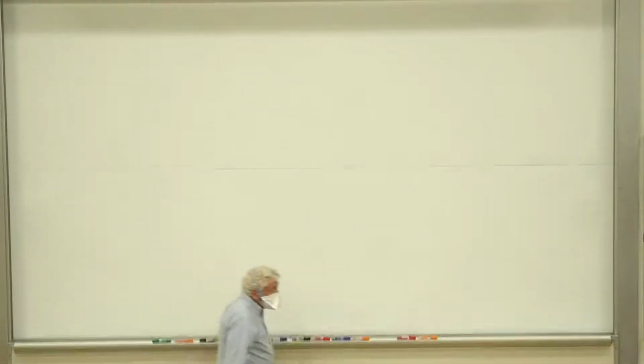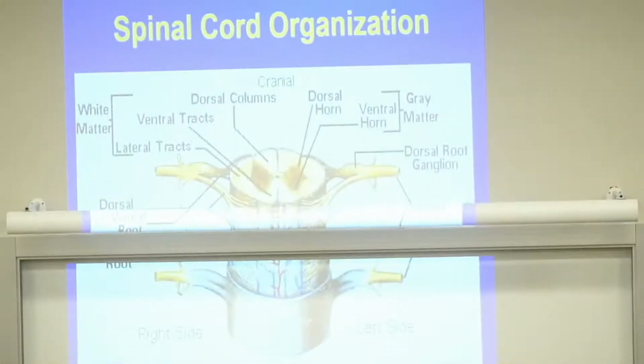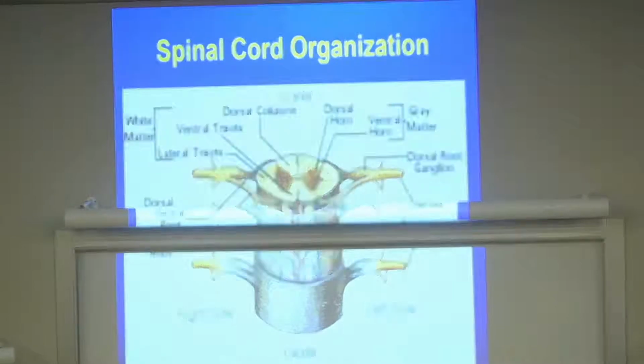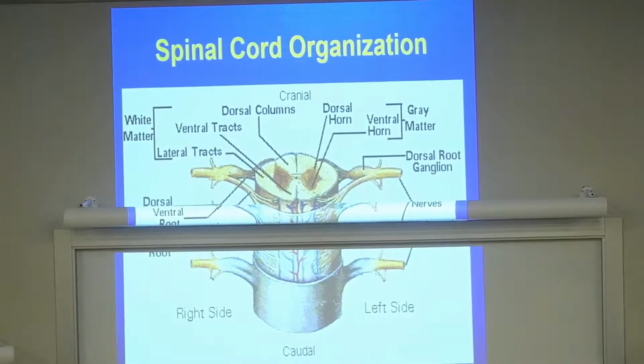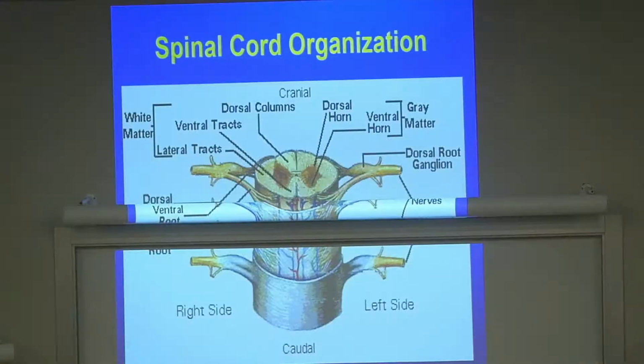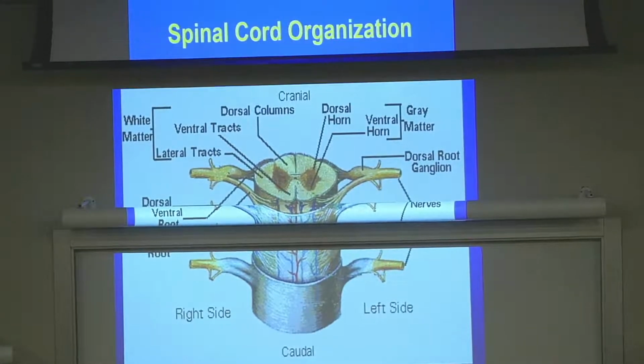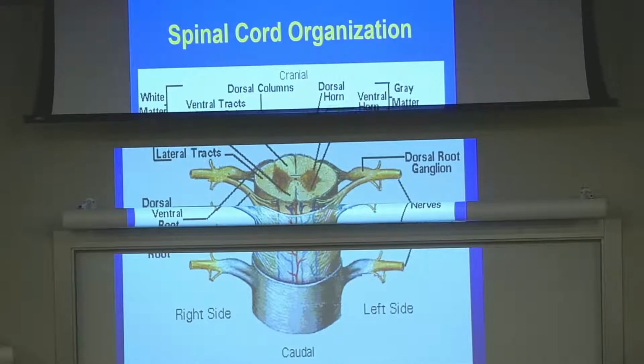But let's start with this figure. This is pretty much where we left off. It's a much prettier picture than the one I drew on the board. It gives you much more sense of the three-dimensional organization of the spinal cord. But all the things we talked about yesterday in that simple line drawing are true here.